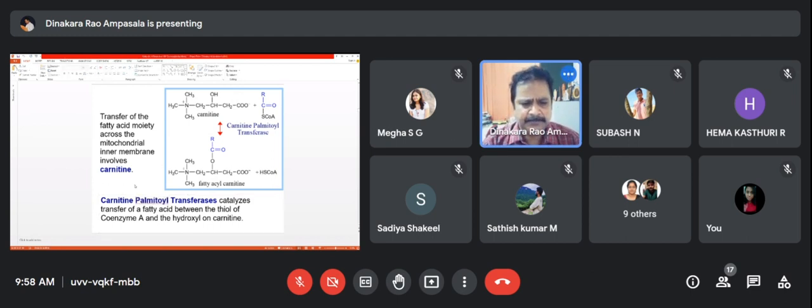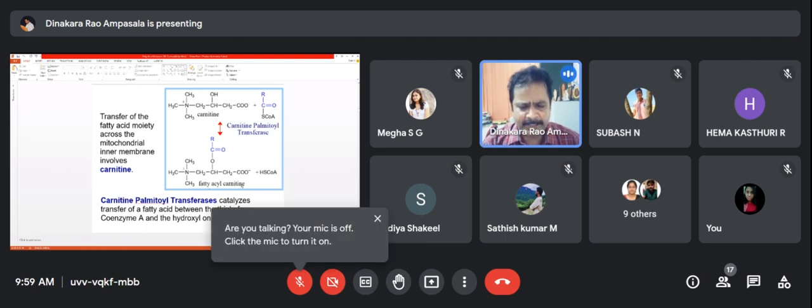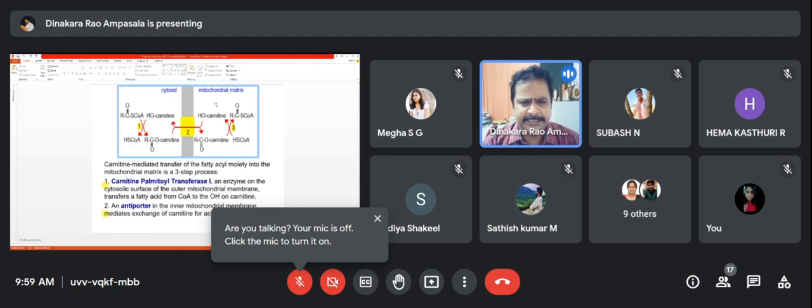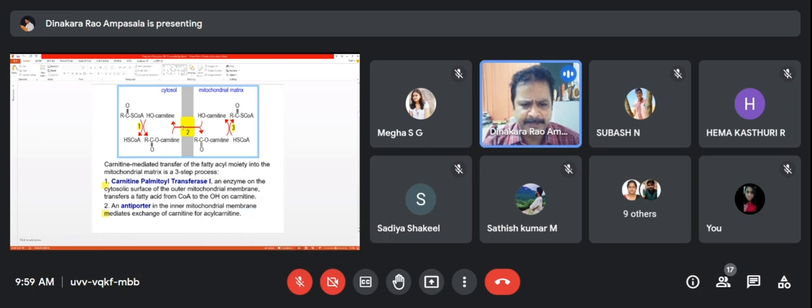So here, carnitine is the molecule that will attach to acyl-CoA in the presence of carnitine palmitoyl transferase. Palmitoyl transferase transfers the fatty acid, removing the coenzyme A ester. So now you will get fatty acylcarnitine. The inner mitochondrial membrane has a carrier transporter, which is called an antiporter.